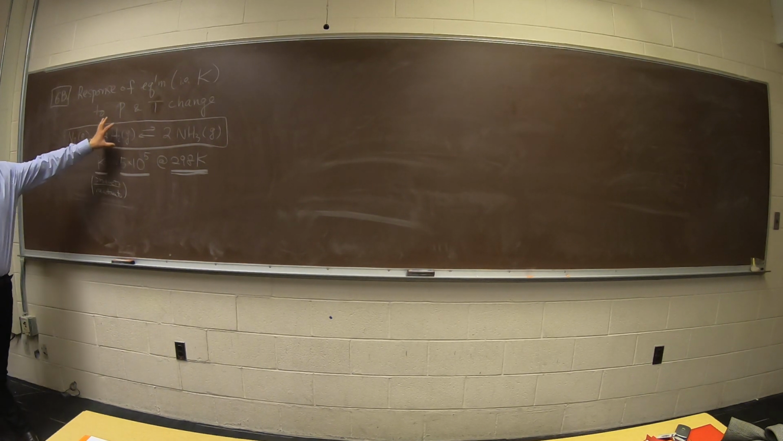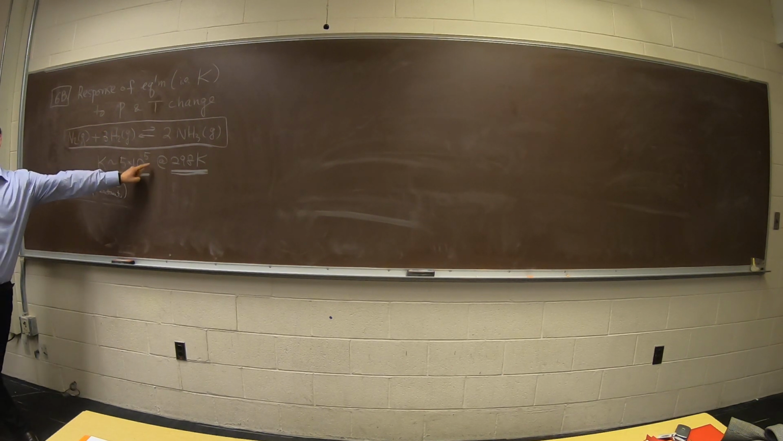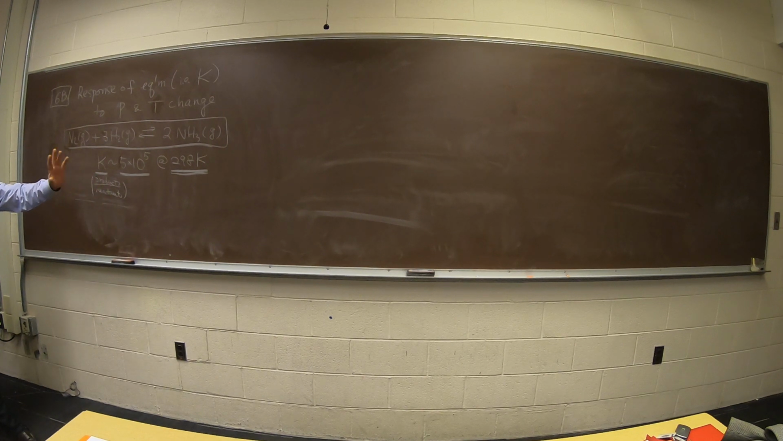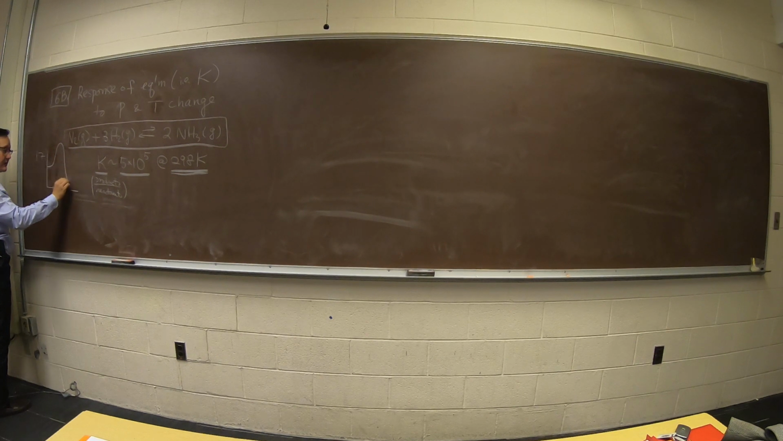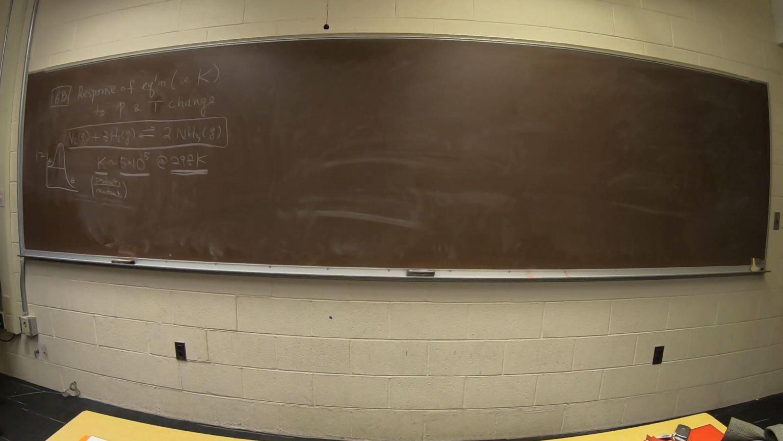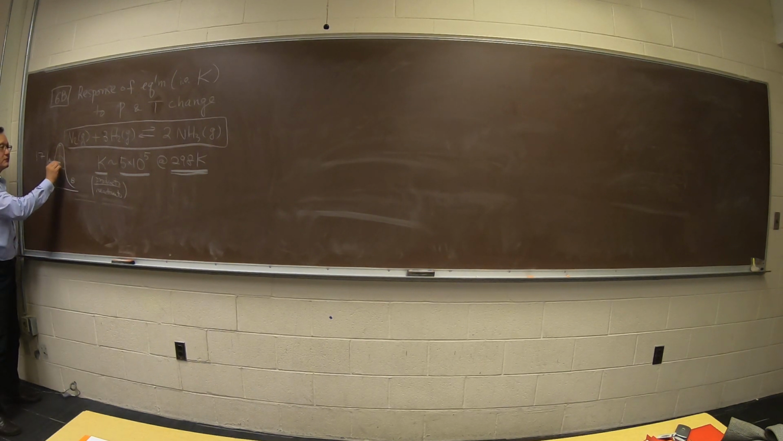If you ever mix the nitrogen and hydrogen at room temperature, nothing happens. This is what we are going to discuss in chapter 17. As a reaction goes, there's an activation energy you have to overcome to change A to B. And this activation energy is so high that you need to develop certain catalysts to get there.